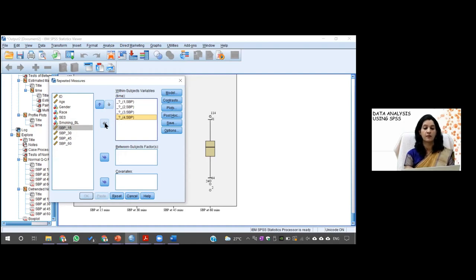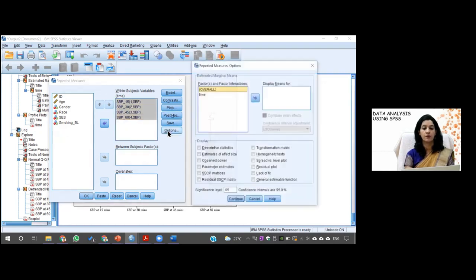So for that, what I'll do is go again, select all these 4 and move this here. So 1 means at 15 minutes, 2 means at 30, 3 means at 45, and 4 means at 60. And then I will press this option.